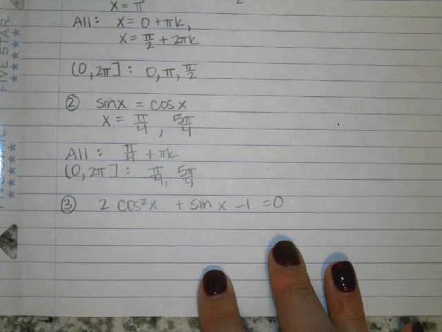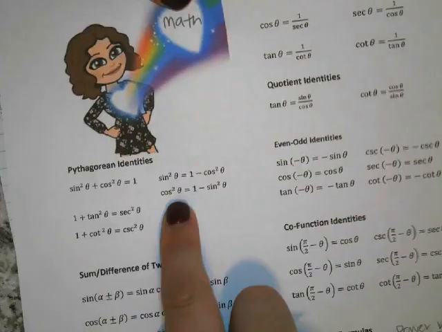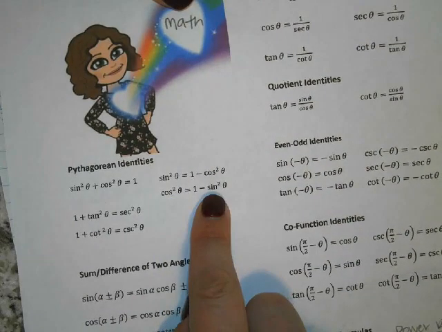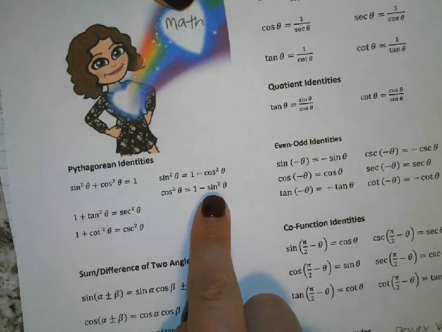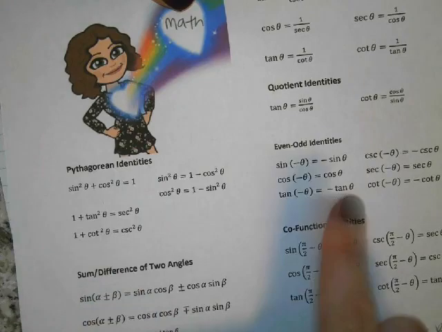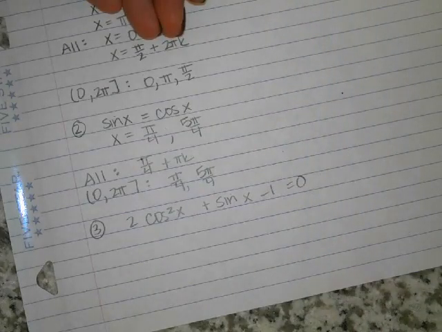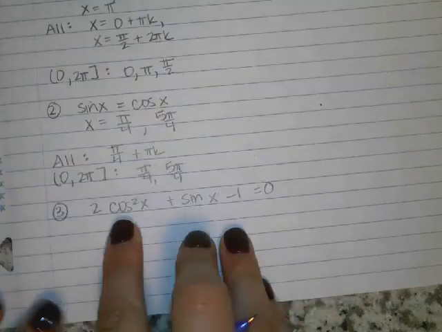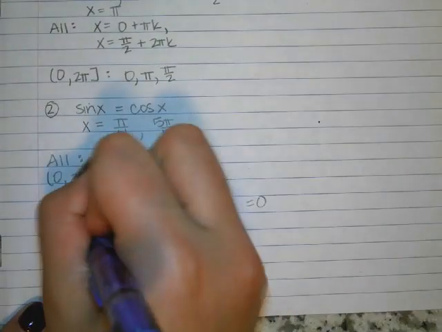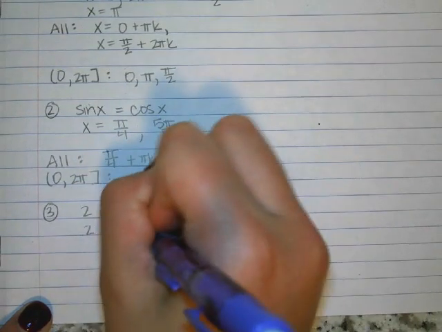So if we look at our trig identities, we know that cos squared is the same as 1 minus sine squared. So if I can take the cos squared in the problem and replace it with this, then my entire problem will be in terms of sine, and that's much easier to deal with. So I'm going to take this cos squared right here, and I'm going to replace it with 1 minus sine squared.